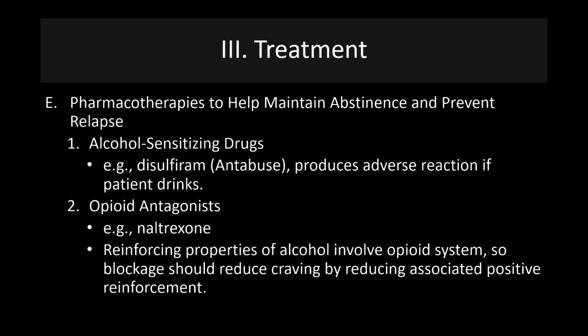And so this is essentially like when you are trying to get to an extinction trial in treating an animal, where you stop rewarding them, eventually the behavior will extinguish. And so that's essentially what the opioid antagonists are trying to do. Compliance, though, is a particular problem with these types of drugs.